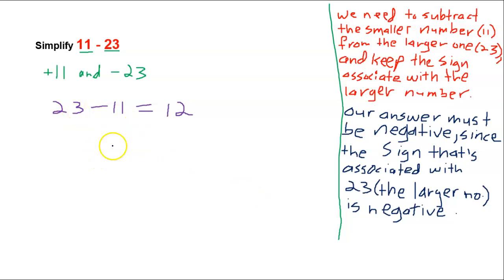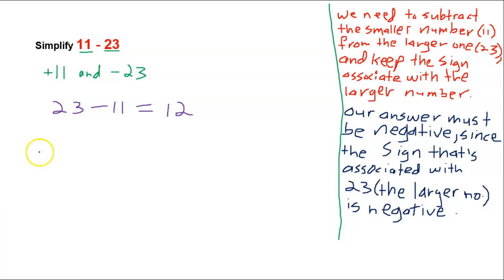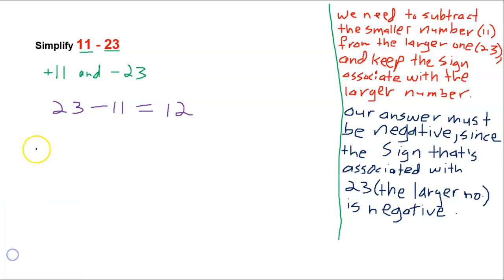Okay. So therefore, let me use a different color ink. Therefore, 11 minus 23 equals negative 12. Okay, negative 12. And that is our answer.